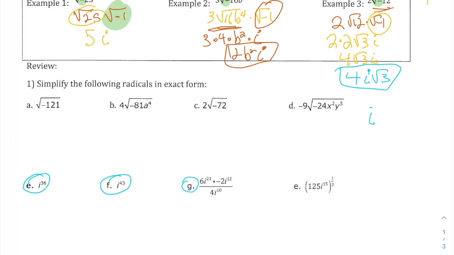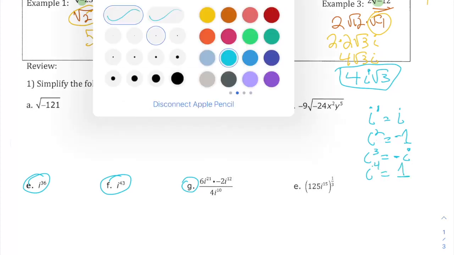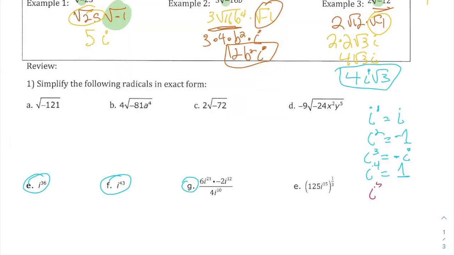We know that i to the first is just i. i to the second is -1. i to the third is -i. i to the fourth is +1. And then this pattern continues. i to the fifth, well, you can memorize that, which I don't recommend, or you can understand that it's really i to the fourth times i to the first, and i to the fourth is just going to be 1, so this is i to the first, or i.